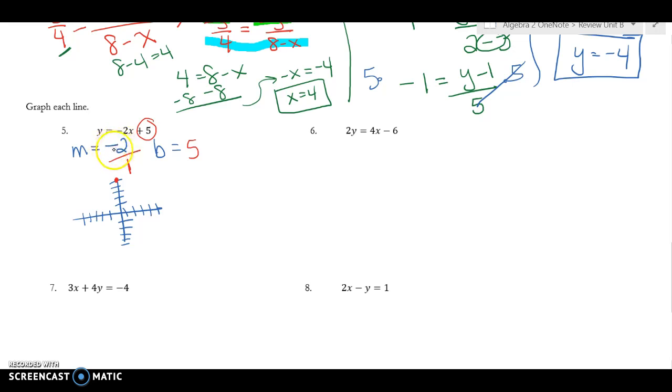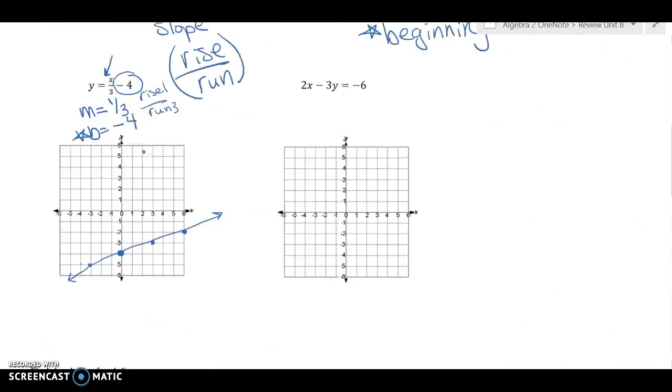So I'm going to start at 5. Now, since my top number is a negative, I can't rise a negative, so I actually go down 2 and over 1. Down 2, over 1, and I continue that pattern. So these should look familiar to you, but that's the process. Remember, you start with a b, and then you count your rise over run. All right, let's go up here and look at another one.